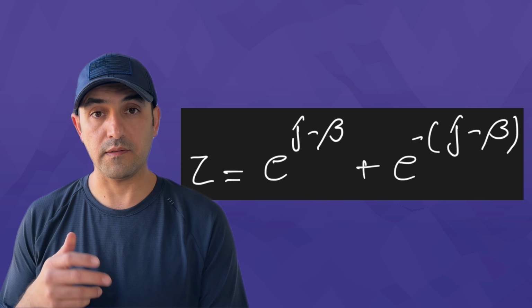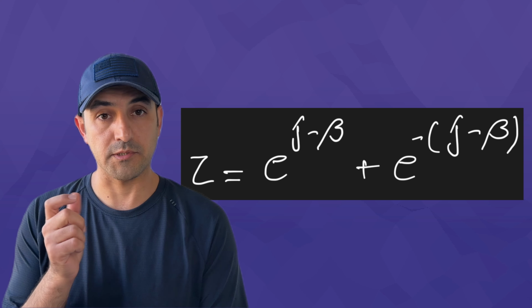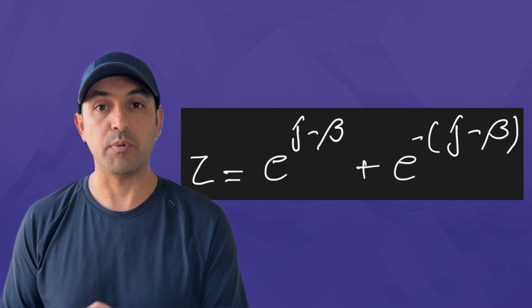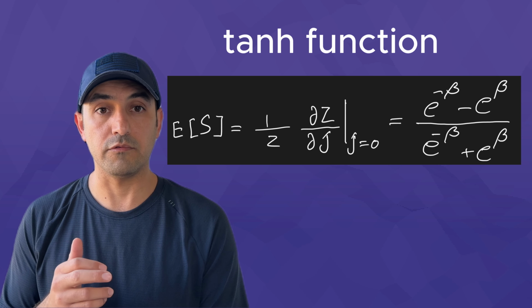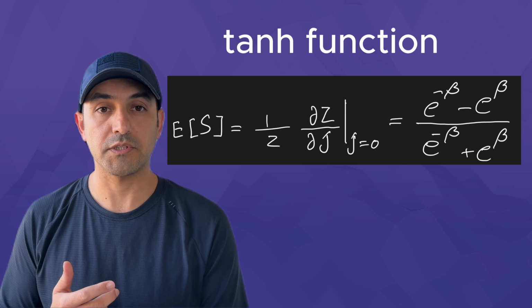Let's first calculate the partition function and then take the derivative. For that, I just need to expand the sum explicitly. And here's the partition function. Now, if I take a derivative of it, divide it by itself, and then set j equal to 0, I know it would be the expected value of the neuron, which looks like this. And this is just the tanh function.